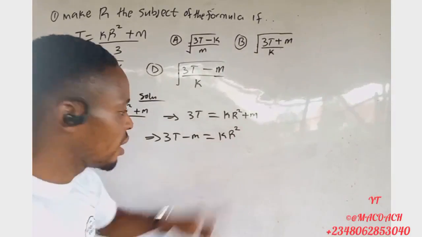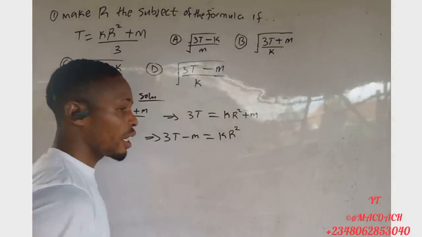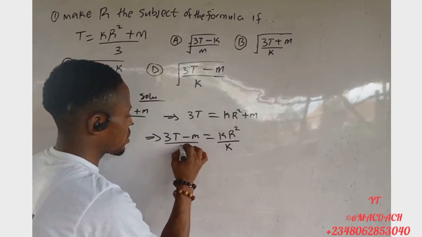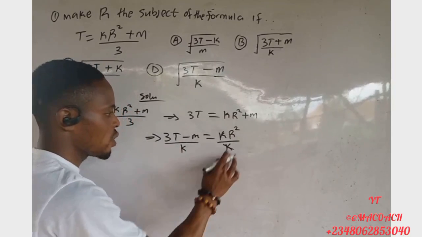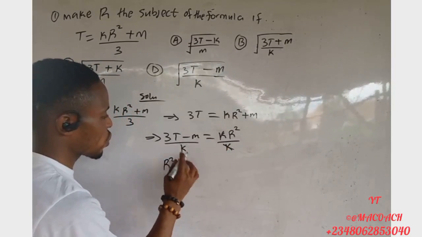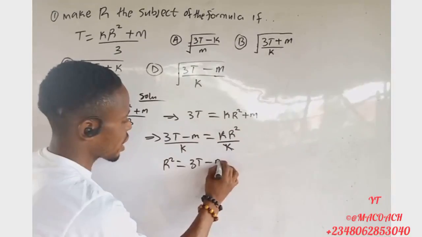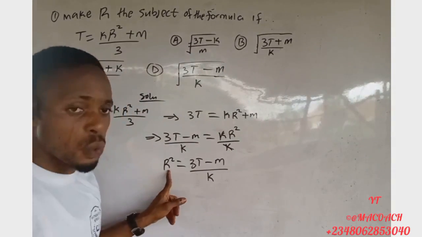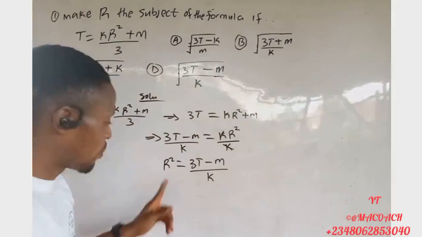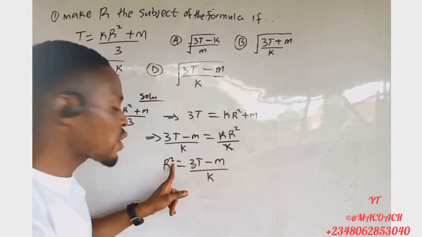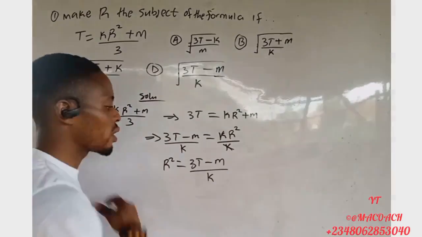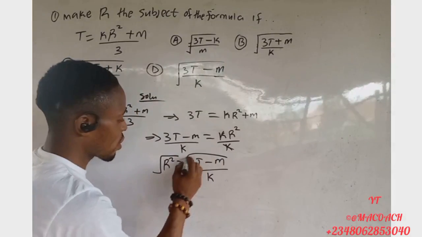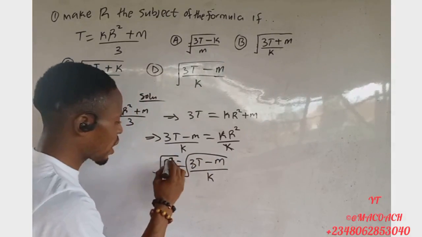To cancel this k, you divide both sides by k, so k cancels k here. Our r squared is equal to (3t minus m) divided by k. We're looking for r, but this one still carries a square. To cancel the square, we take the square root of both sides, so we cancel the square here.